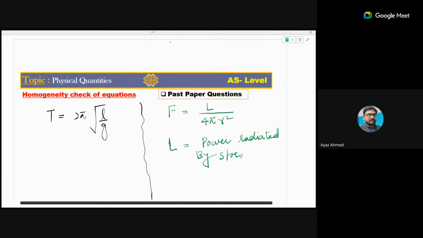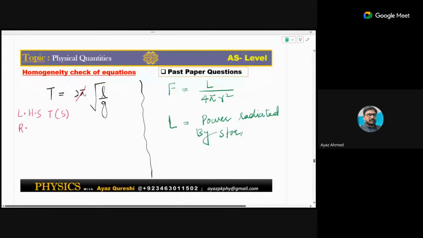So let's check the first one. What rule did I tell you? You have to ignore the constants, because 2 is a constant and pi is a constant without unit. So I have to ignore them. Okay, so I will select the left hand side. At left hand side, you have time. So what is its unit? SI base unit is second, right?